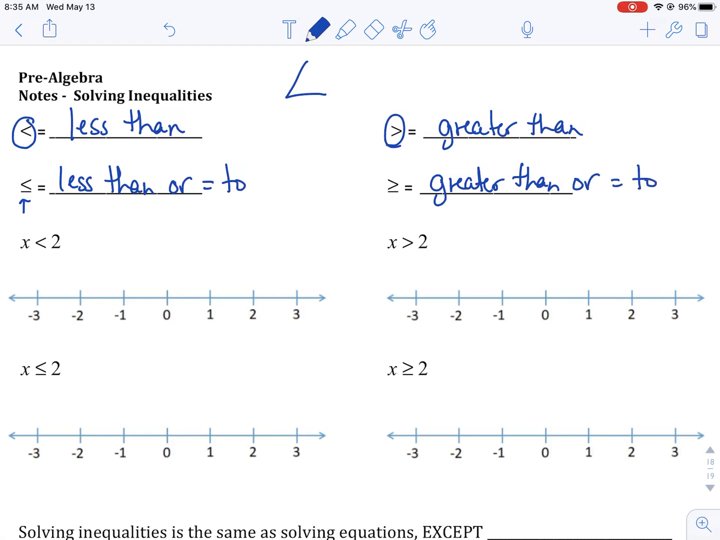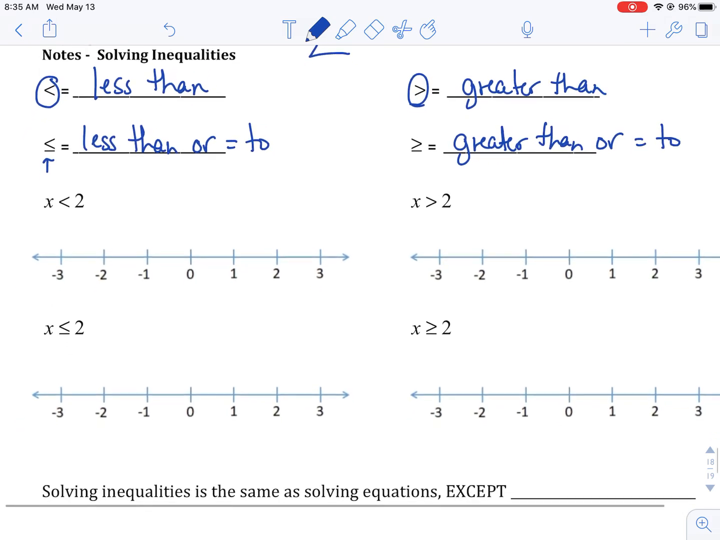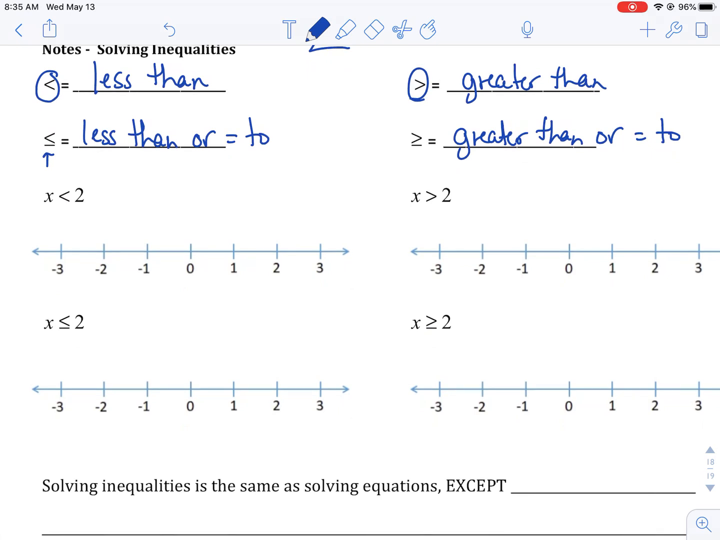So that means the number can either be smaller than or it could be that same number. And then on the right side, that's just greater than or equal to. So that means we're looking for numbers that are either more than or greater than the number that we're given, or possibly equal to that number. All right, so the first thing we're going to do is graph on a number line.